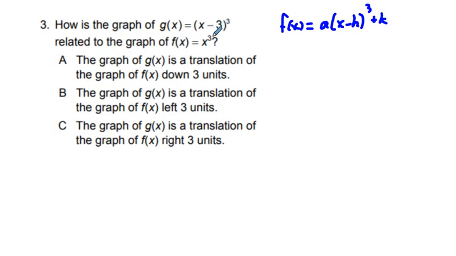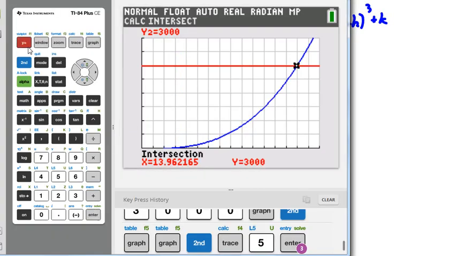The h value is what governs the translation left to right. In this case, we have 3. So we have h is equal to 3, which means that we are translating in g of x the original f of x function 3 units to the right. So the graph of g of x is a translation of the graph of f of x right 3 units, and to verify we can go to our graphing calculator.